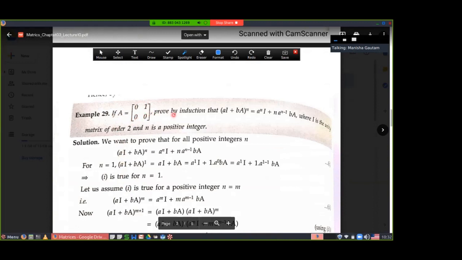Now you have to prove by induction that (aI plus bA) whole power n is equal to a to the power n into I plus n into a to the power n minus 1 bA, where I is the identity matrix of order 2. 2 means 2 by 2 order, because square matrix we can write order like this. And n is a positive integer. Here one thing is written, prove by induction method.